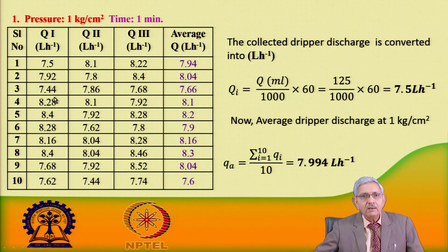Like this, we estimated all 10 observations, and similarly for the second and third sets of observations. Then the average value of the discharges from these 10 drippers at 1 kg per square centimeter was obtained. This average Q A was estimated, and the value you are seeing here is 7.994 liter per hour.